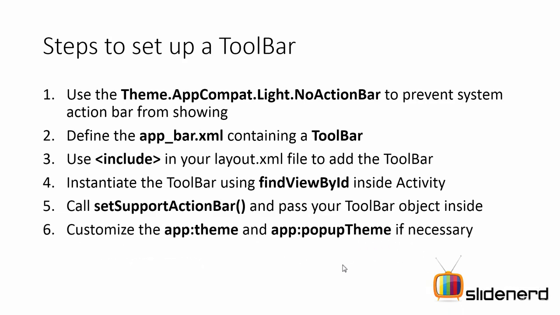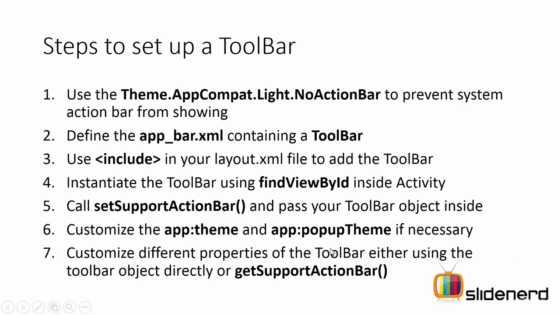And then what you need to do is either have app theme and app popup theme implemented if necessary. Now remember, step 6 is not compulsory. It completely depends on how your toolbar looks, whether you have a light theme selected and there are dark colors on it and you want light text on the background, then you need to have these two implemented if you want. Other than that, the last step is to customize the different properties of your toolbar by either using the toolbar object directly, or you can call getSupportActionBar.